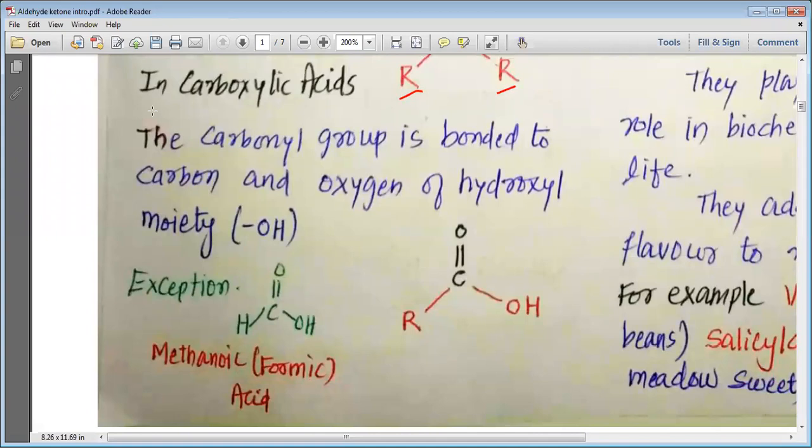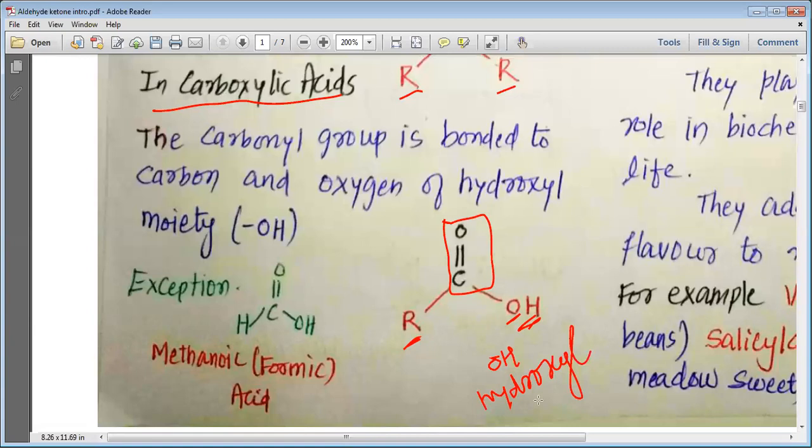Then, my dear students, we are going to study the carboxylic acid. Even in carboxylic acid, you can see the carbonyl group. This carbonyl group is bonded to carbon and to the oxygen of the hydroxyl group. OH group is known as the hydroxyl group. So the same is written in carboxylic acid: the carbonyl group is bonded to a carbon and an oxygen of the hydroxyl moiety or hydroxyl group.